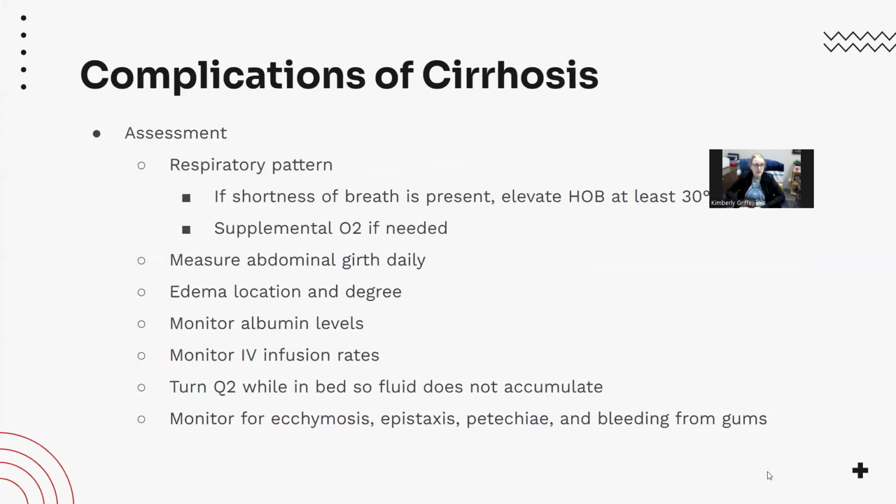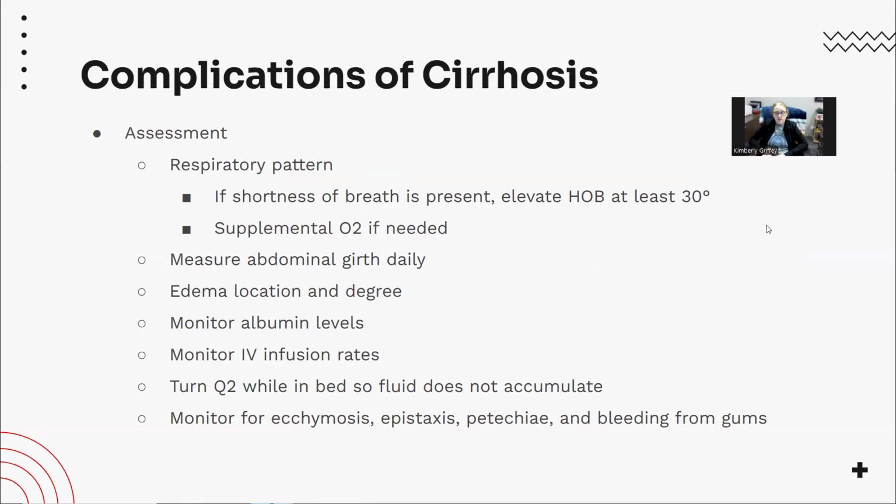So to assess these patients, we want to assess their respiratory patterns. If they are short of breath, the natural thing to do is raise their head of the bed, and then we can give them supplemental oxygen as needed. We're going to measure their abdominal girth daily, because their abdominal girth may be enlarged, that can push pressure up on their lungs, so that can cause an ineffective breathing pattern.